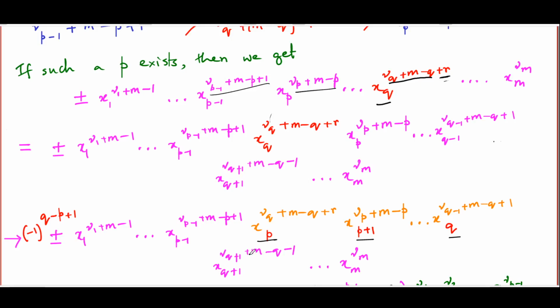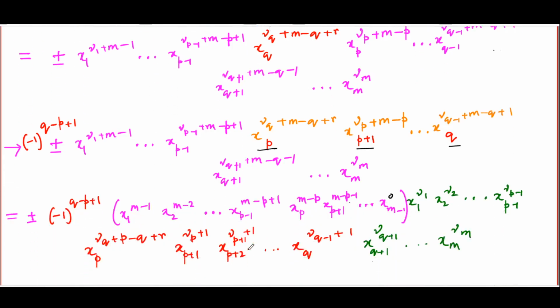In order to see this a bit more explicitly, let me just write down what was the situation before. This was the original term from the determinant. The terms written in green are the terms for which the powers have not changed at all. The terms in red are those for which the powers have changed.